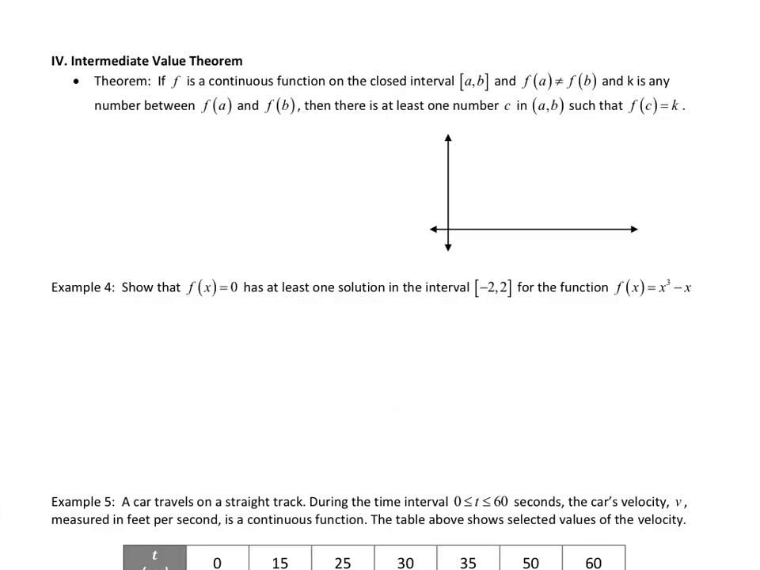Now, this idea of crossing or bouncing through the axis is really helped by what's called the intermediate value theorem. The intermediate value theorem says that if f is a continuous function on the closed interval from a to b, and f of a is not equal to f of b, and k is any number between f of a and f of b, then there is at least one number c in [a, b] such that f of c equals k. And you're probably thinking, Miss Quigley, that was a whole bunch of math that makes no sense.